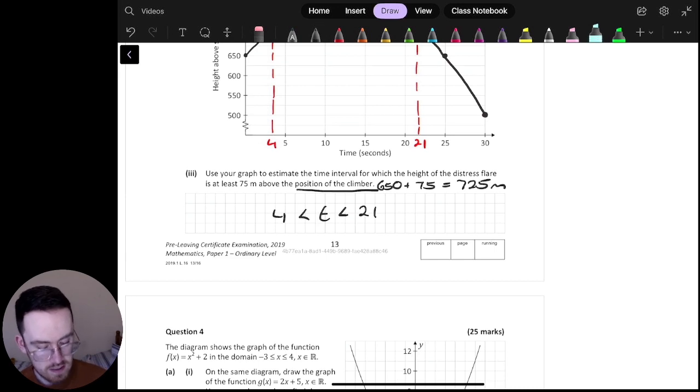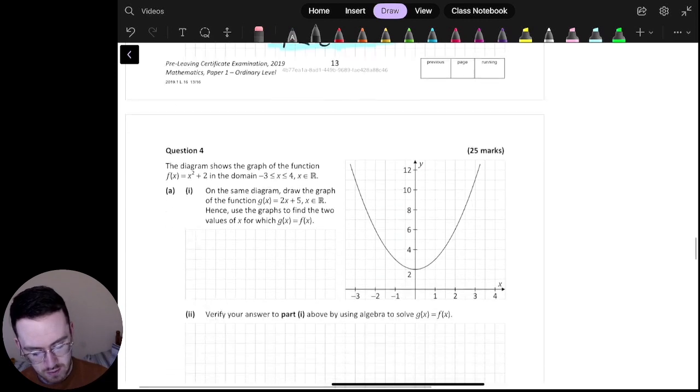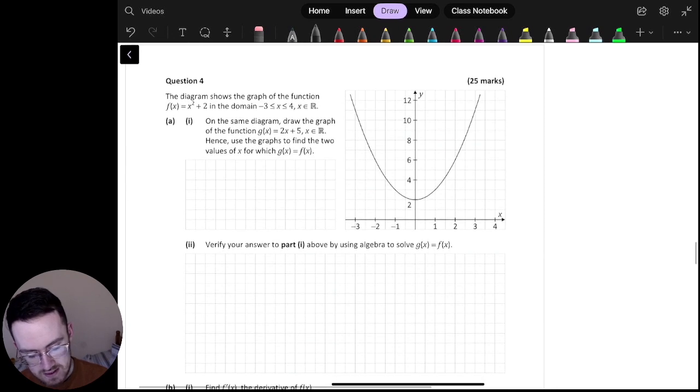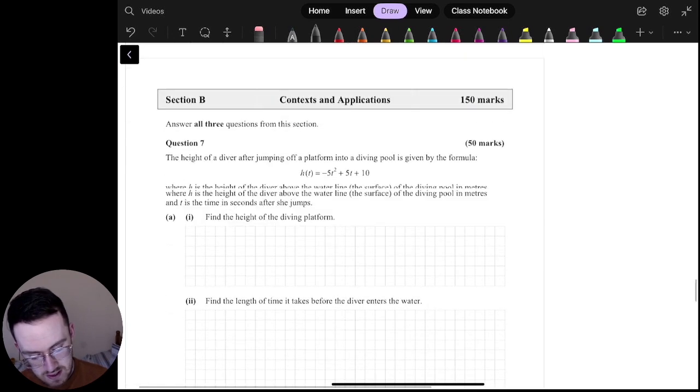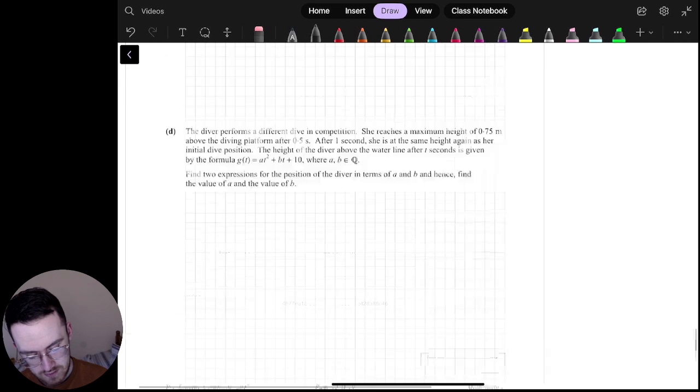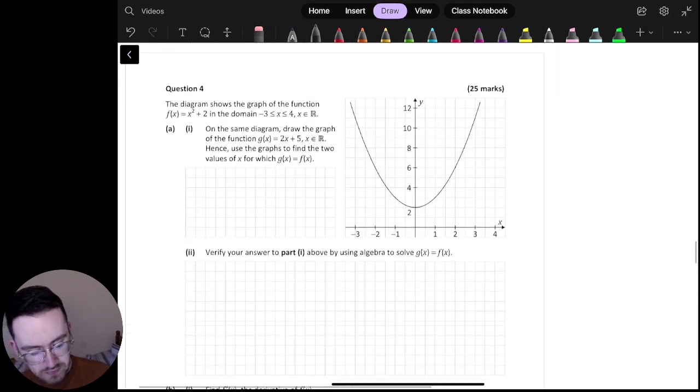Okay, so some tricky parts there. That last little bit of having to work it out 75 meters above where the climber was, and not just 75 meters, was just an added little twist, I suppose. So looking at the next question. Was this the last? Oh no, we have another one. Okay, so the last two. So we're halfway there. So let's look at this question.